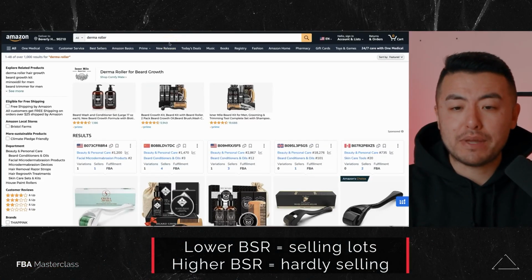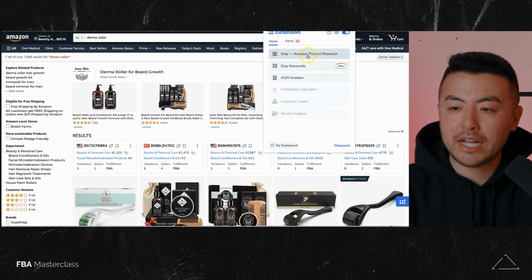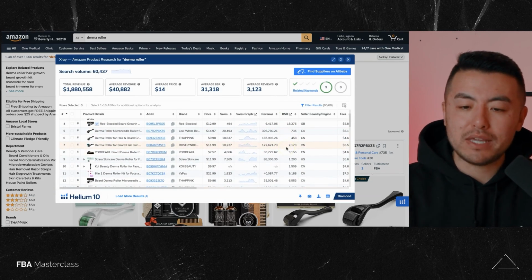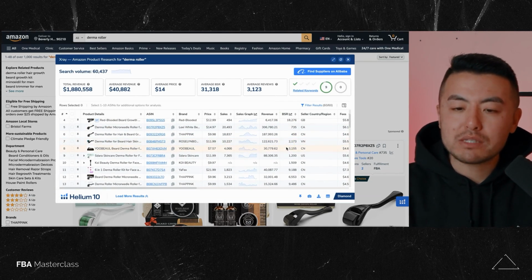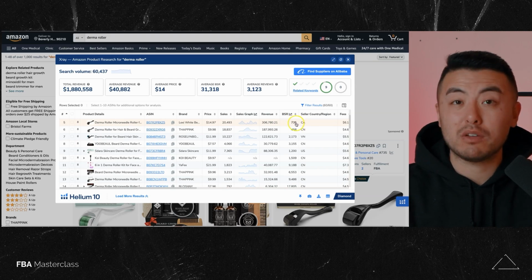So if we type in, for example, derma roller, we open up Helium-10 and click on the X-ray tool, what it'll allow us to see is everybody's BSRs. Why is this important? If you take a look, everybody has pretty low BSR. I'm talking about hundreds or thousands. Anything in beauty and personal care under 30,000 BSR, you know that they're making money.